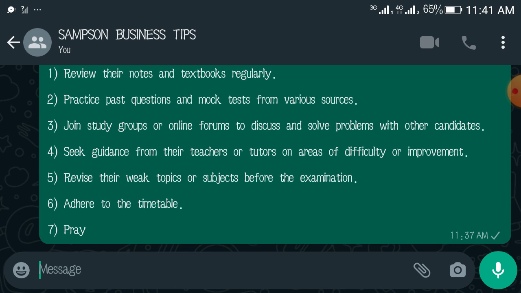Number 4, seek guidance from those that have written the exam. Seek guidance from your teachers. Number 5, the topics you are good in, keep reading them. The topics you are not good in, the subjects that you are not good in, pay more attention to them. Then focus on the timetable, follow the timetable, then always pray.